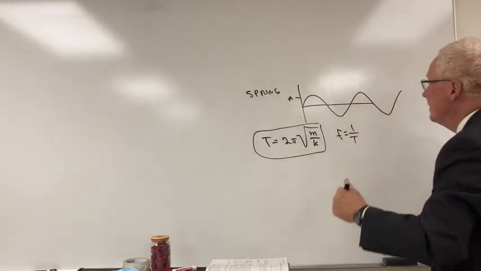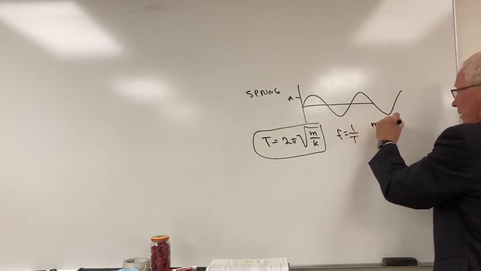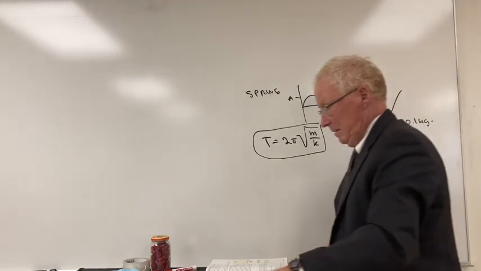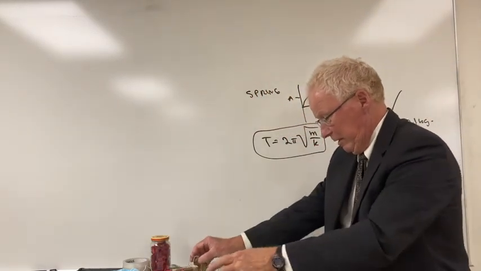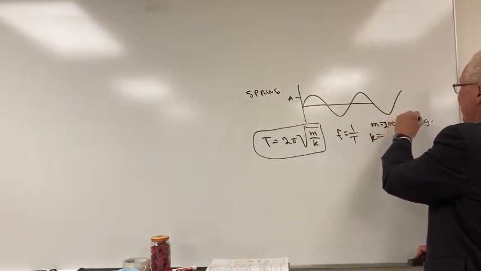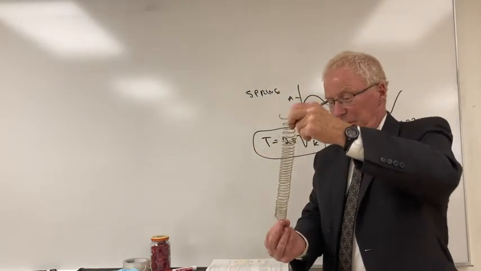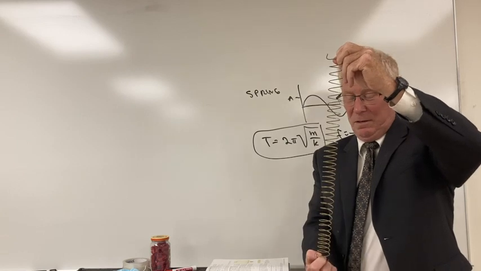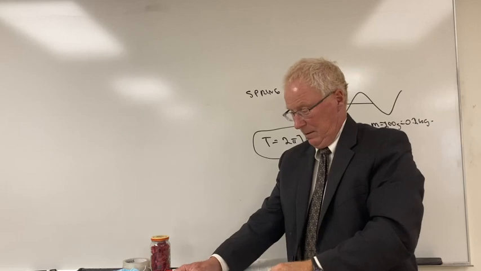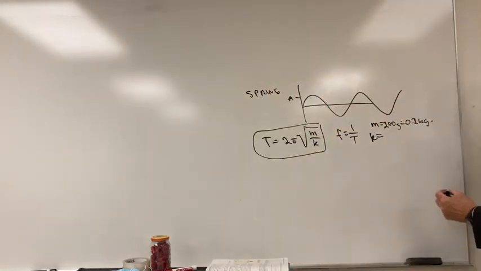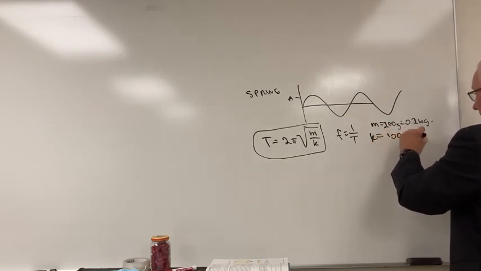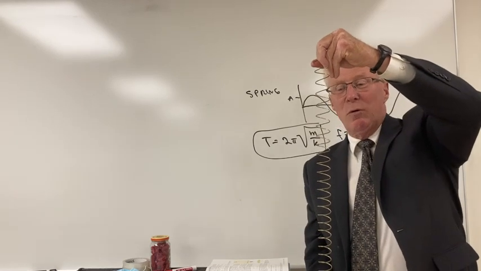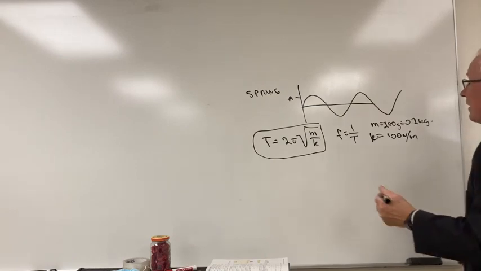Let me do one example. Let's say we have a mass of 200 grams. In this case, try and think what the spring constant would be. Let's see, it takes about 5 newtons. Let's say it's 100 newtons per meter, meaning if I put a 10 kilogram weight on this thing, it would extend it down 1 meter, which is probably close. So then what would the frequency be?